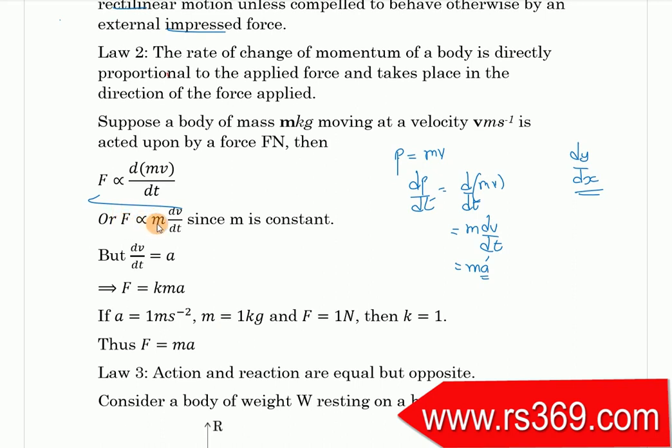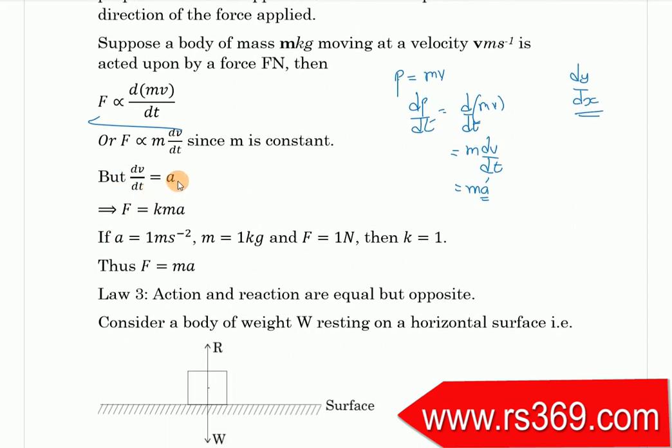That F varies as m times dv/dt. Since m is constant, it can be multiplied after the derivative. You know that from paper 1. But dv/dt is acceleration, the rate of change of velocity with time. And the F, when you are removing the variation sign, you say that F is equal to k times ma.